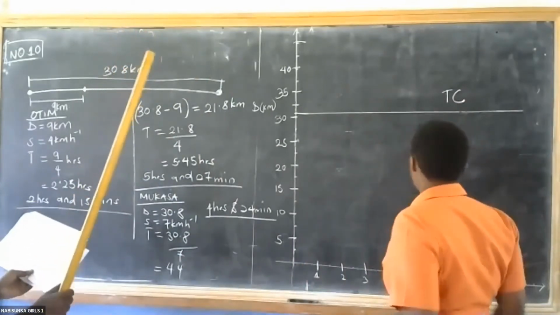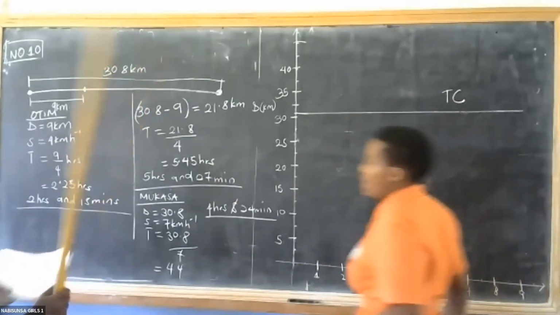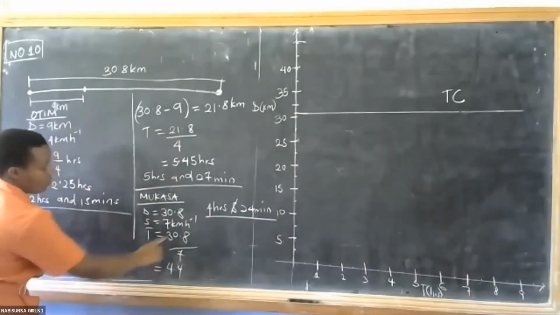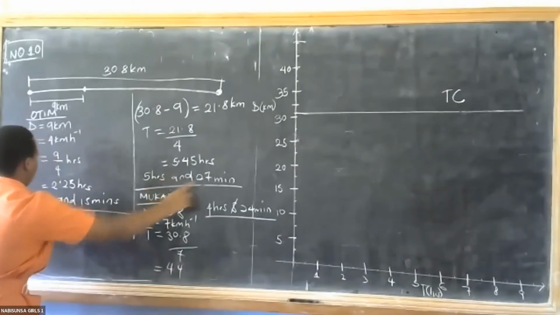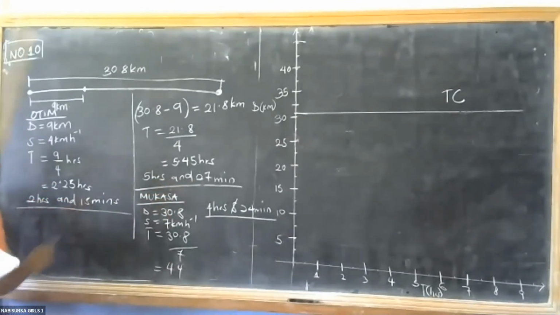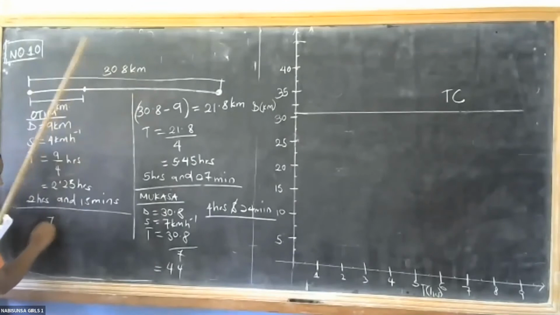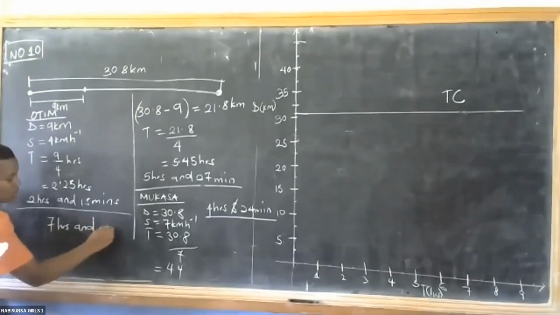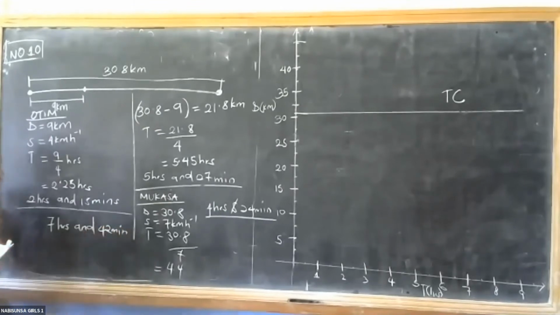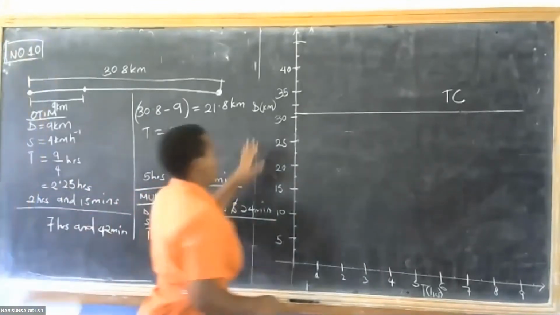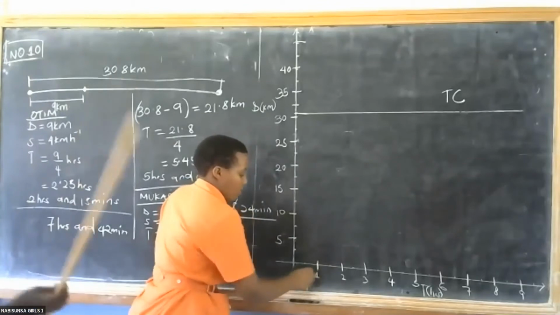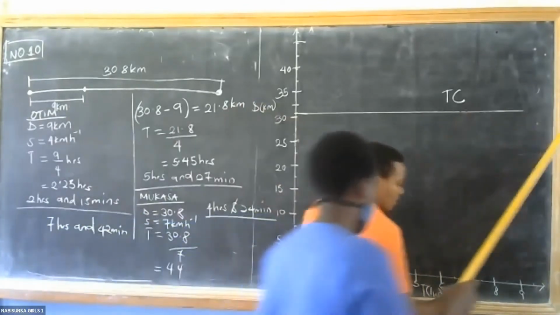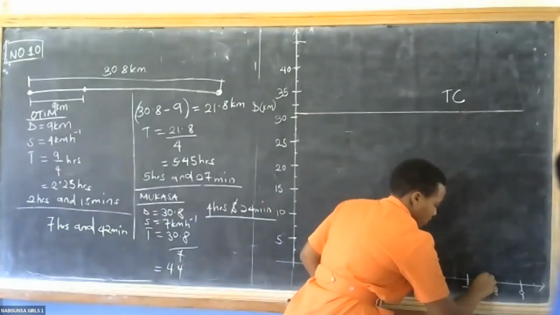So we're going to first find the total time that our team used for the whole journey, which is going to be 5 hours and 27 minutes plus 2 hours and 15 minutes, which is going to give us 7 hours and 42 minutes. So our graph is going to be distance against time, and the time he used, 7 hours and 42 minutes, is around here.